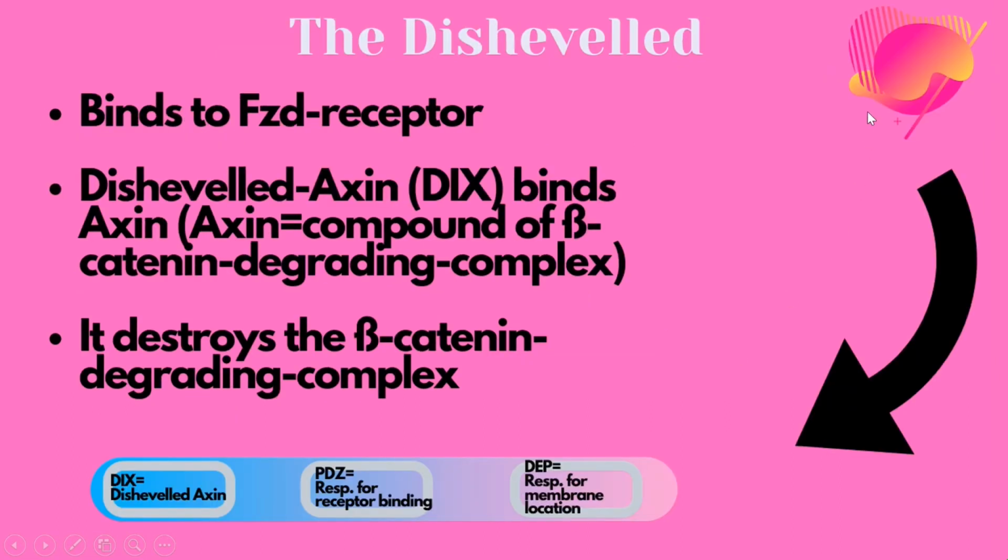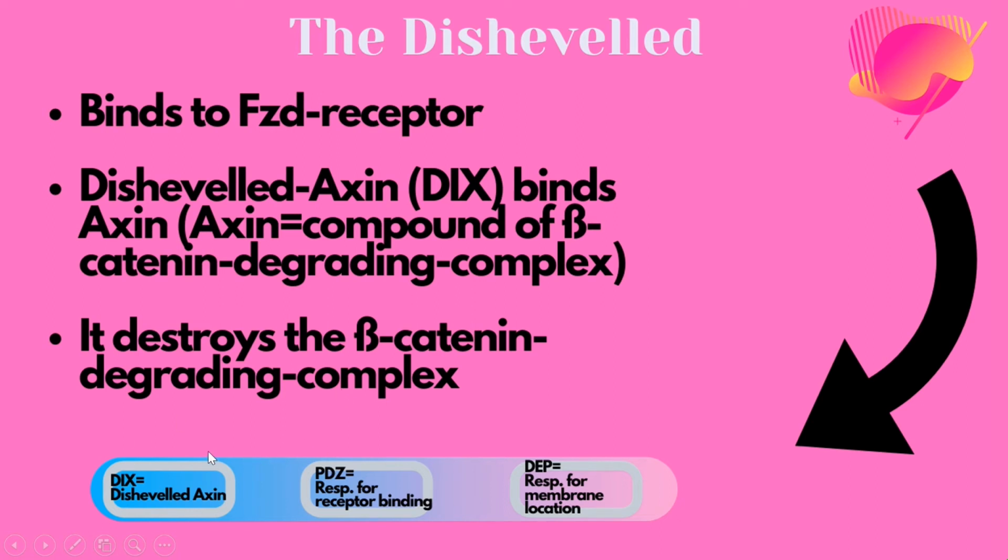So let's have a word on the disheveled. It binds to the FSD receptor, and it has a region which is called the DIX, the disheveled axon, which binds axon. Axon is a compound of the beta-catenin degrading complex, which we will talk about in a second. And the disheveled destroys the beta-catenin degrading complex.